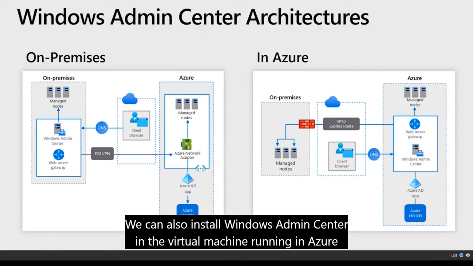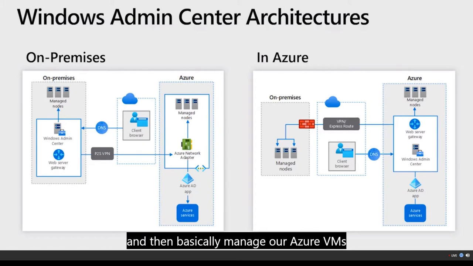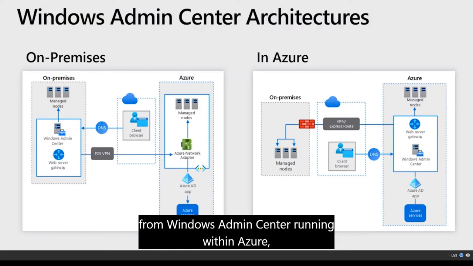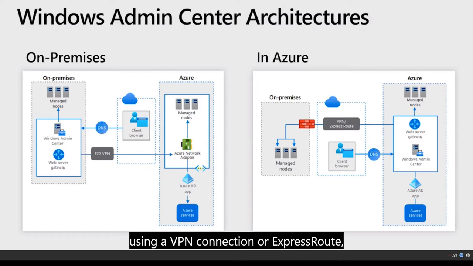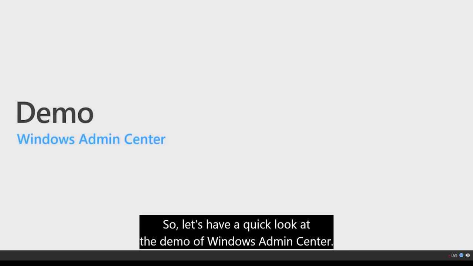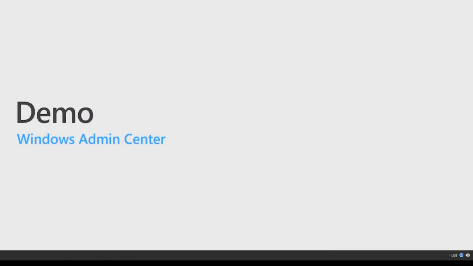We can also install Windows Admin Center in a virtual machine running in Azure, and then manage our Azure VMs, or even go backwards and manage our on-premises machines directly from Windows Admin Center running within Azure, using a VPN connection or ExpressRoute, depending on what our setup looks like. So let's have a quick look at the demo of Windows Admin Center.